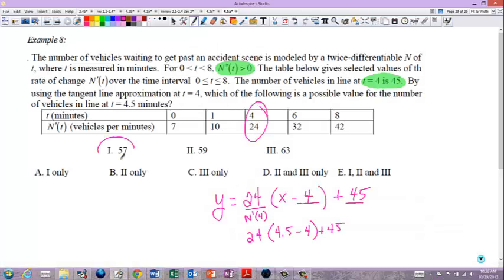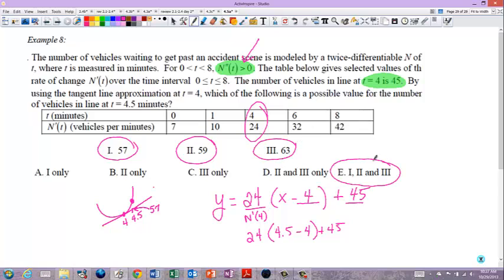Now, 57 is obviously a choice, but it tells us that the second derivative is greater than 0, which means it's concave up, which says that my tangent line is here. So this is at 4. At 4.5, my tangent line says it's 57. This is 57. So what might it be? Could it be 59? Maybe. We don't know. Could it be 63? It's possible. So we could actually say all of them because of this information right here. So that was a tricky one, and this is the end of this video.